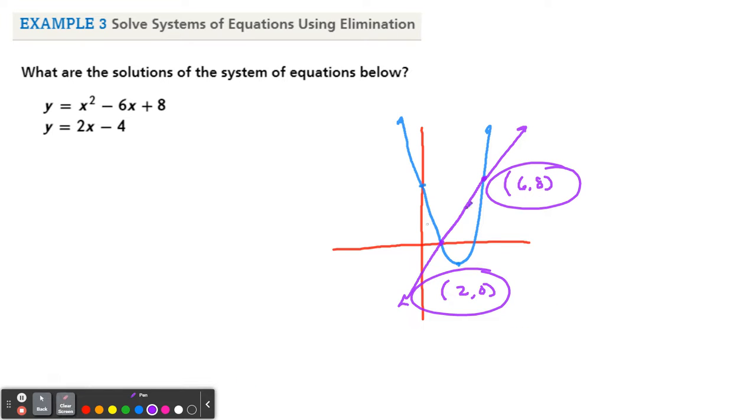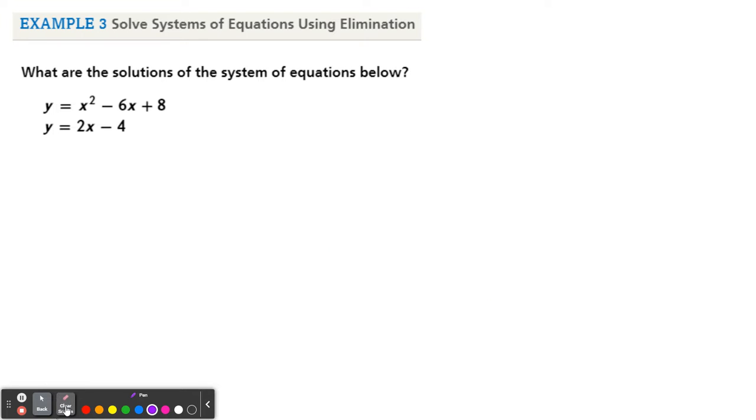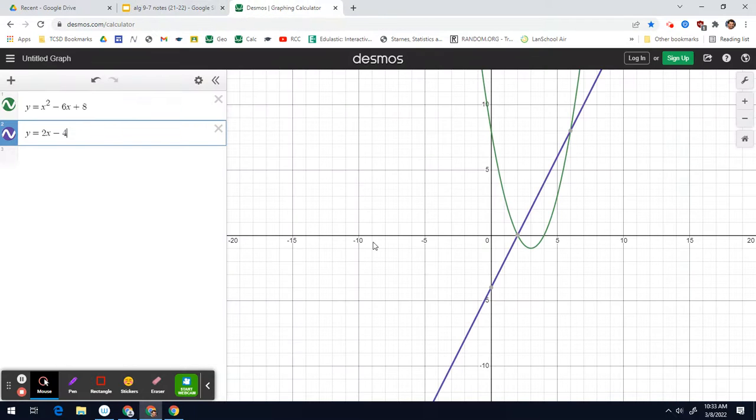If I go back to Desmos, I want to make sure you have this picture drawn in your notes, but you go to Desmos right now with me, and we'll see the picture as well. You can click on the graph, and it says 2, 0, and 6, 8. Awesome.